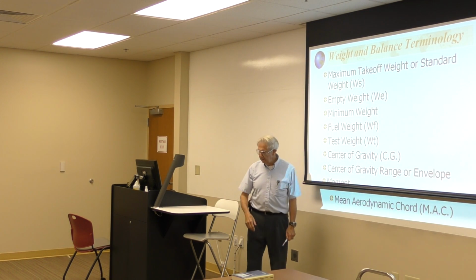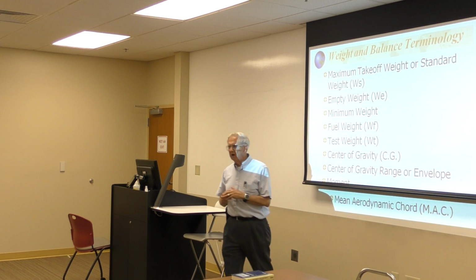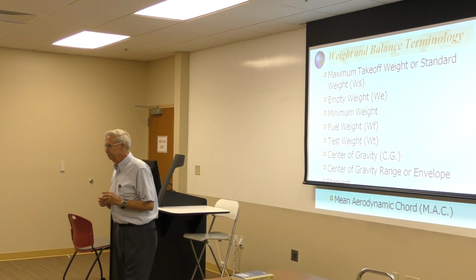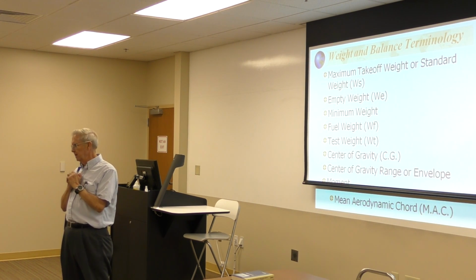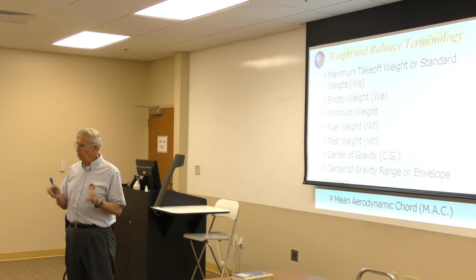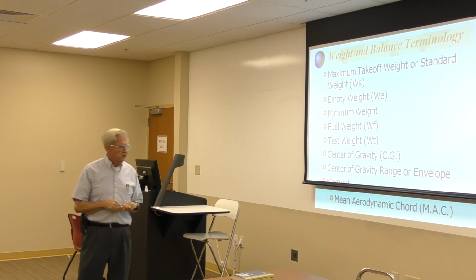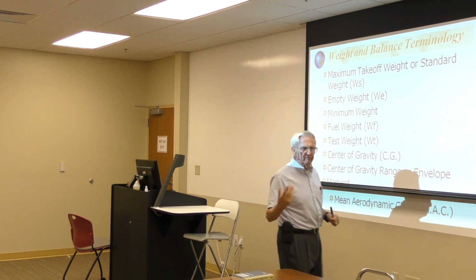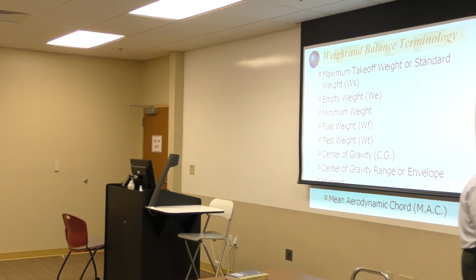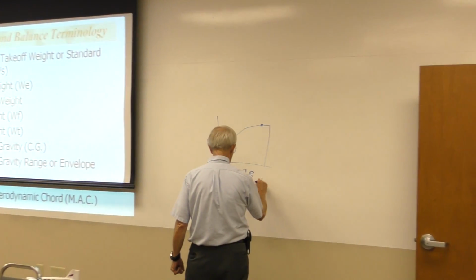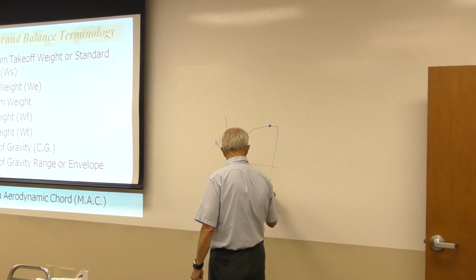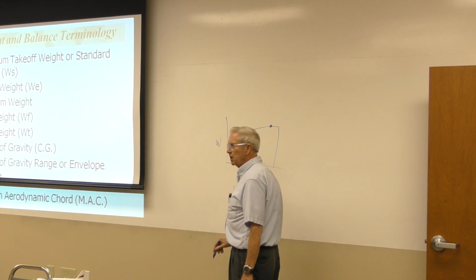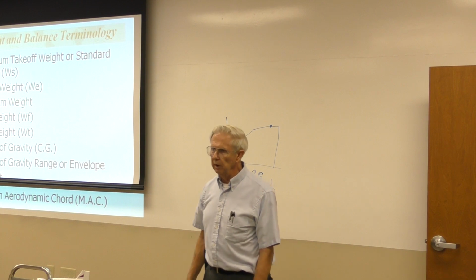The other thing we like to deal with in flight test is the mean aerodynamic chord. Now, probably in most of your courses you have talked about the mean aerodynamic chord. Well, we like to use it in flight test because I know, for instance, that for a conventional tail airplane, the center of gravity travel will probably be someplace between 10% and 30% of the mean aerodynamic chord.